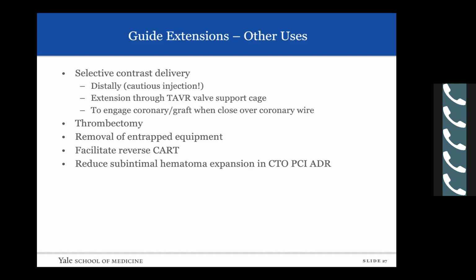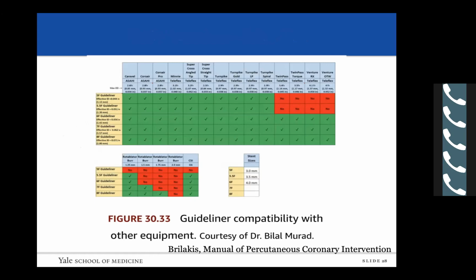It facilitates reverse CART in CTO by giving you a guide extension target much closer to the lesion you're traversing rather than having to go all the way through the vessel. And it also, when you're doing antegrade dissection reentry, can be placed in the subintimal space intentionally to plug the blood flow from expanding your hematoma and moving your subintimal space away from the true lumen, making it more difficult to reaccess. And this is just a compatibility chart with other equipment that I put for everybody's reference.